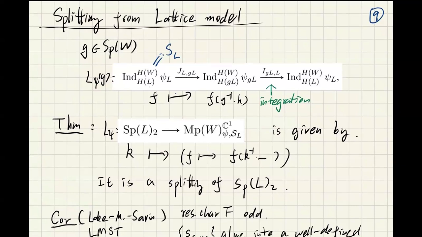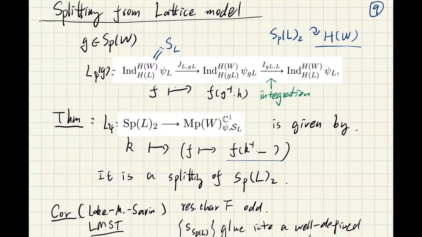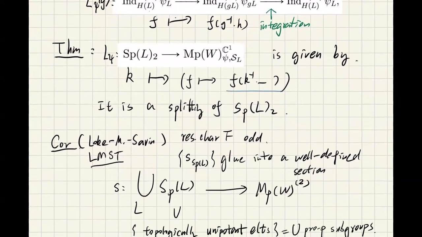This intertwining operator has a nice property: when restricted to SPL, it is just a left translation of the function, because SPL2 is actually acting on HW, this group. So then you just use the left translation. This gives you a geometric model. In the joint work with Hongyan and Savin, we actually extensively use the lattice model to study theta lifting.